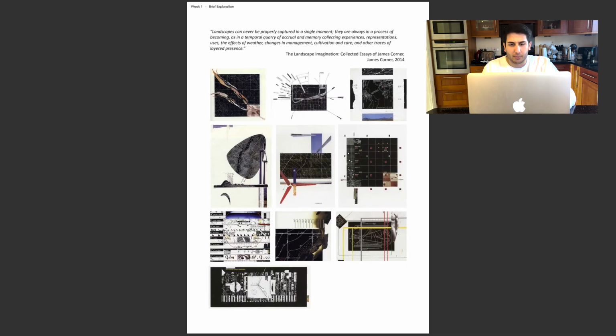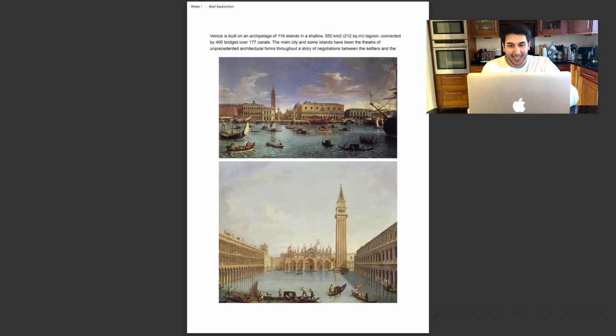And these are just some initial research and things from the brief that I've taken out, and it's currently showing the work of James Corner, and it's something that's been pretty big in our studio, understanding data, analysing data and reinterpreting it in our own ways. And just some history of Venice itself, because that's where the studio is this year.